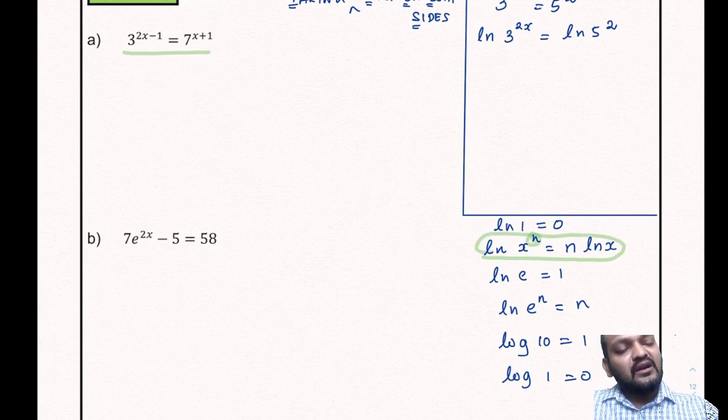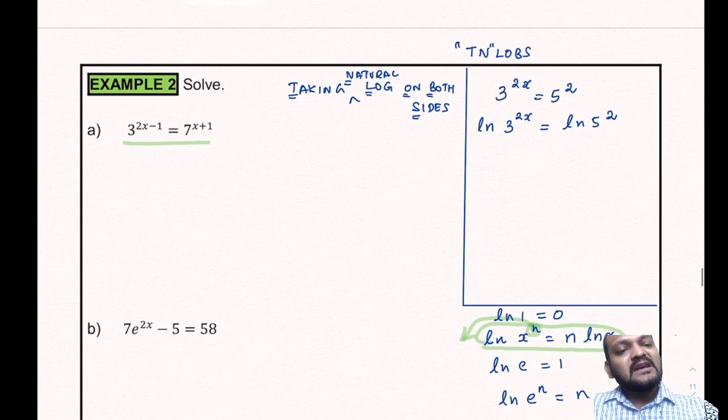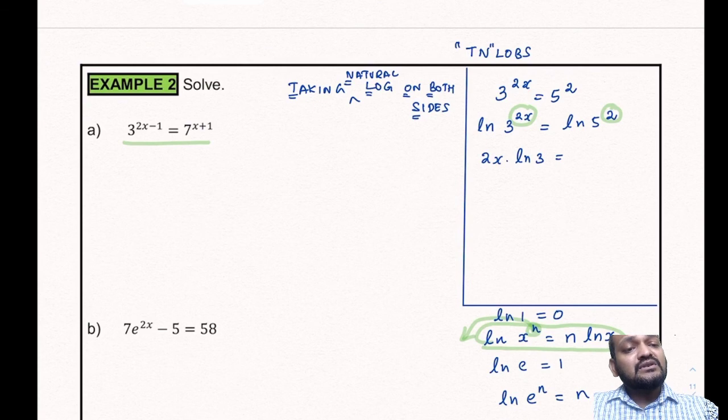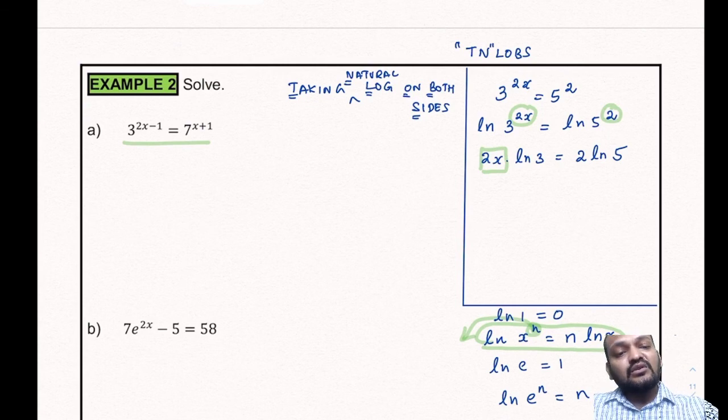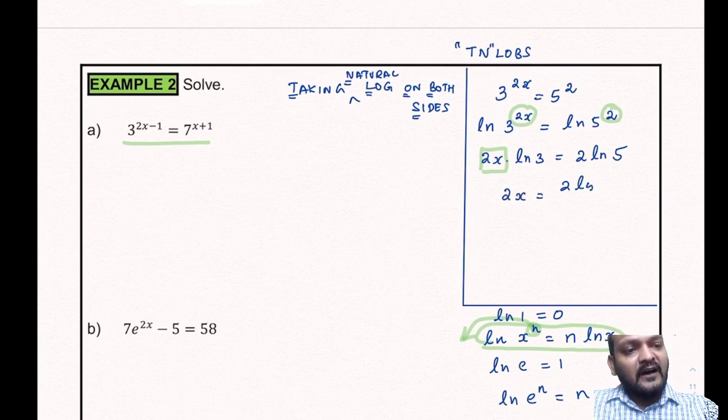So when you have something in power, you can bring it down. Since I have something as a power here, and a power here, I'm going to bring them down. So this is going to be 2x times ln of 3 equals 2 times ln of 5. Now my goal is to solve for x, so I'm going to keep x on one side and move everything else to the other side. To do that, I'm going to divide both sides by ln of 3. When I do that, I am going to have 2x equals 2 times ln of 5 over ln of 3.